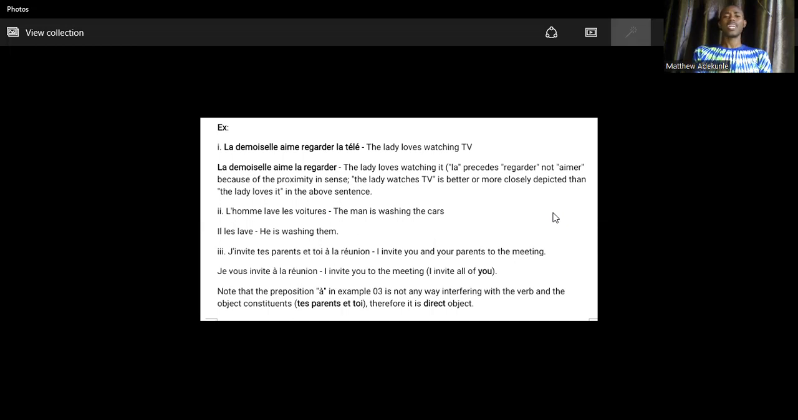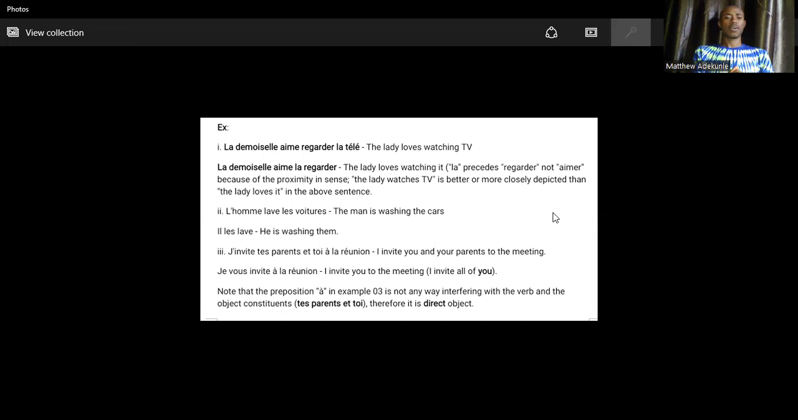Now, when we say that the lady likes to watch TV, what the lady likes is not the TV. So the verb to watch, regarder, is the one that is qualifying the TV. It's the one that is addressing the TV, while the verb to like is addressing to watch. I want you to take note of those things very well. I stated on the screen there that la precedes regarder, not aimer. Because of the proximity in sense, the lady watches TV is more closely depicted than the lady loves it, okay? And consider this as I explained the other time.